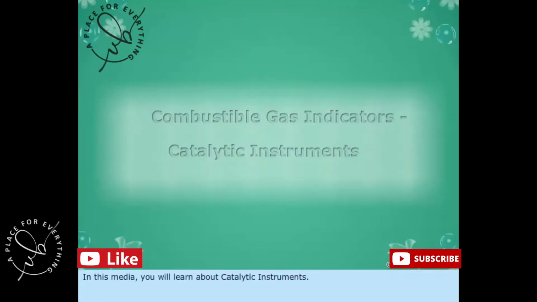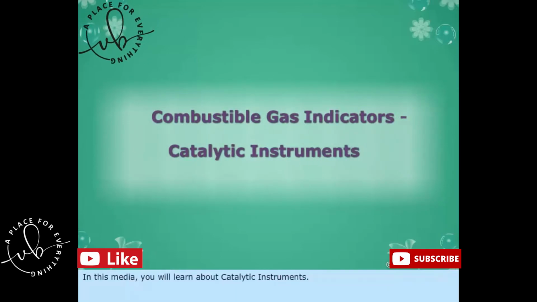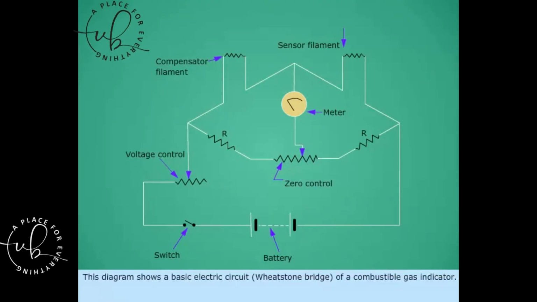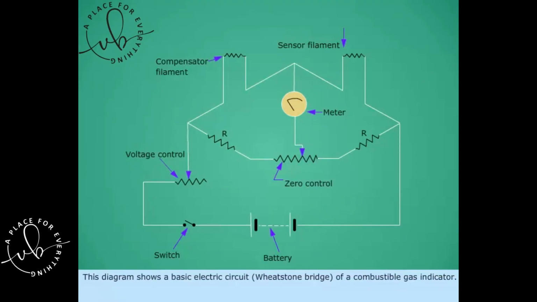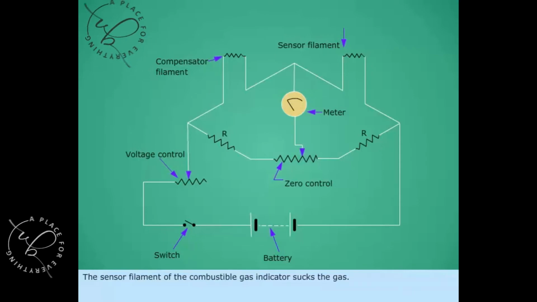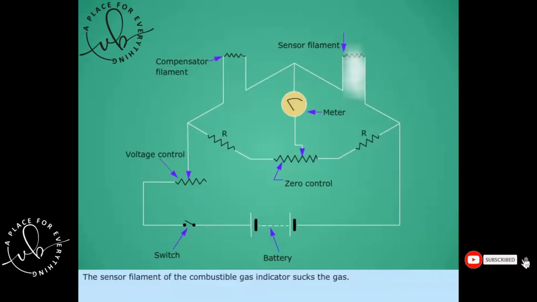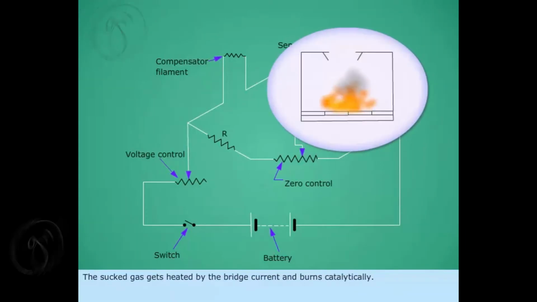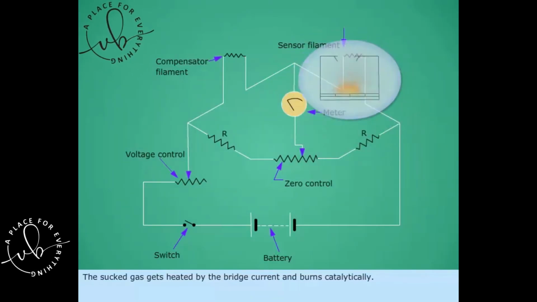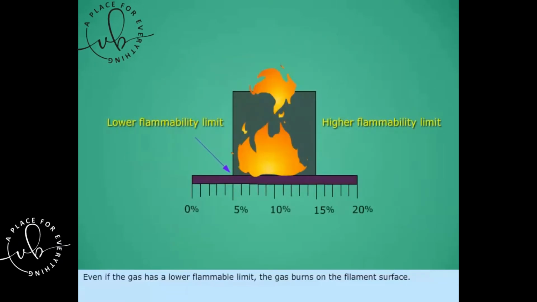In this media, you will learn about catalytic instruments. This diagram shows a basic electric circuit, a Wheatstone bridge, of a combustible gas indicator. The sensor filament of the combustible gas indicator sucks in the gas. The sucked gas gets heated by the bridge current and burns catalytically. Even if the gas is at its lower flammable limit, the gas burns on the filament surface.